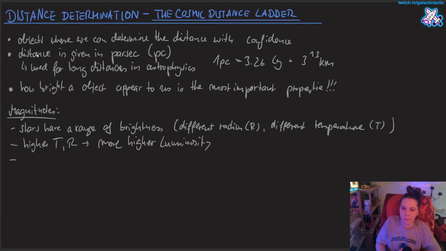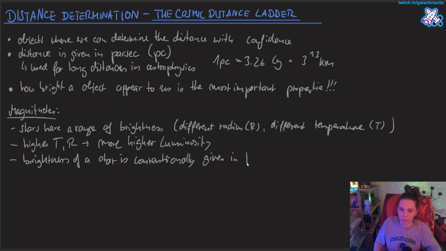Luminosity. And the brightness of a star is conventionally given in terms of magnitudes, okay? Unitless, by the way. They don't have a unit, which is nice. Everything that doesn't have a unit is nice to calculate with. And it's defined in such a way that the brighter objects have a lower value. Make sense out of this, guys.